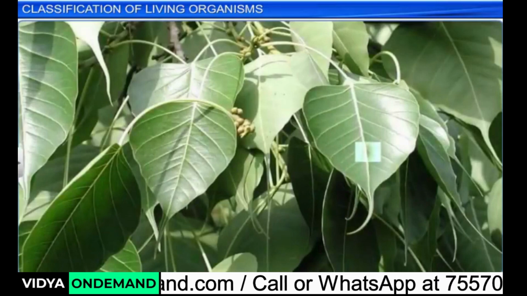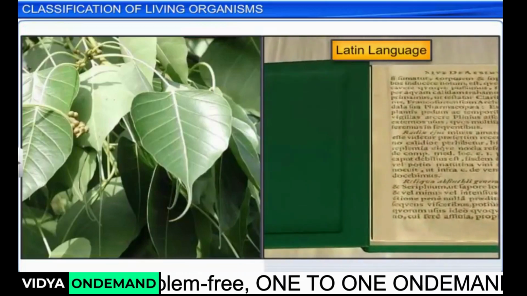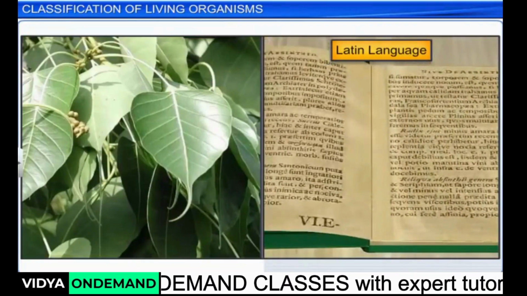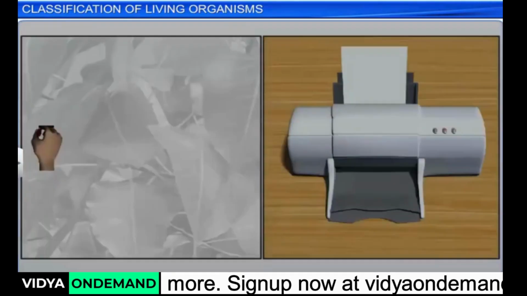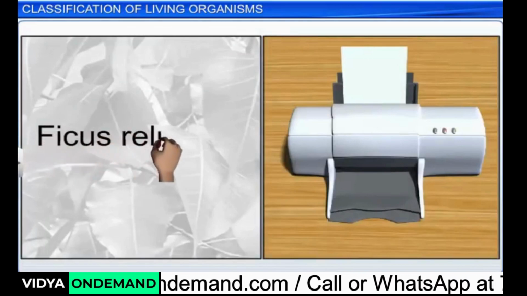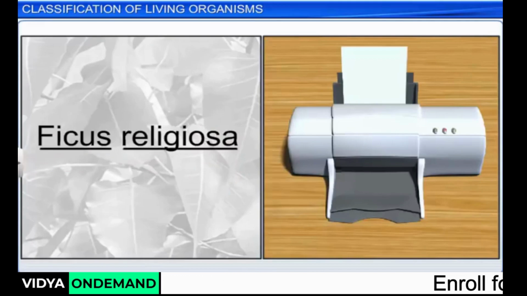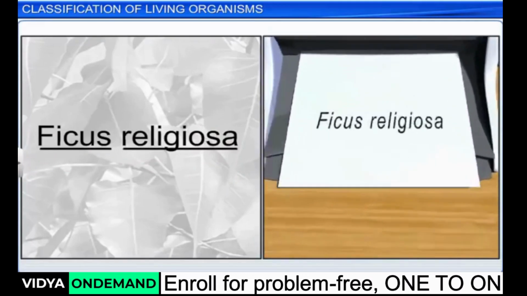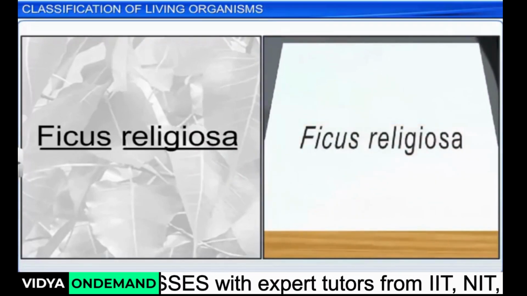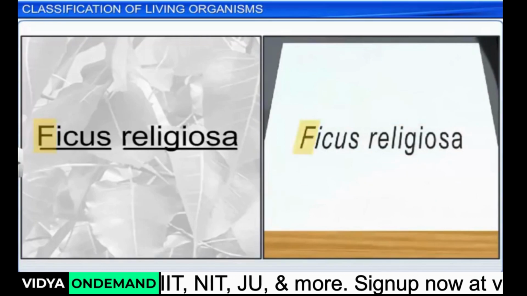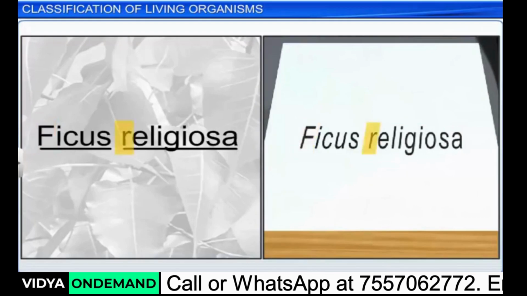Moreover, scientific or biological names are generally in Latin or derived from Latin, irrespective of the origin of the organism. Also, when a scientific name is handwritten, both the words in the name are underlined separately, whereas when printed, it is in italics to indicate its Latin origin. Finally, the first word of the genus starts with a capital letter, and the specific epithet starts with a small letter.